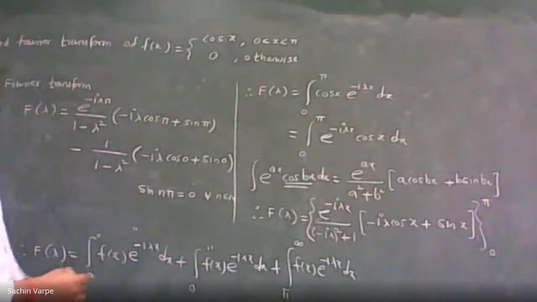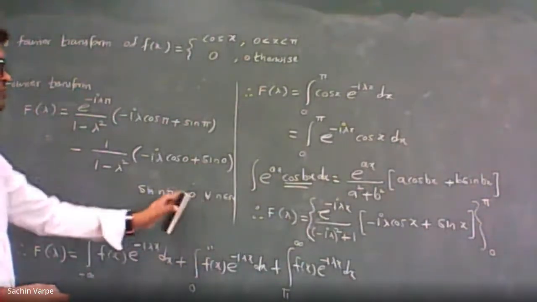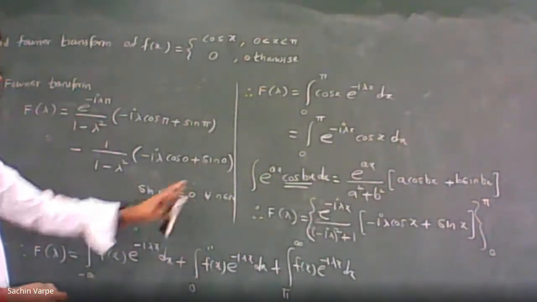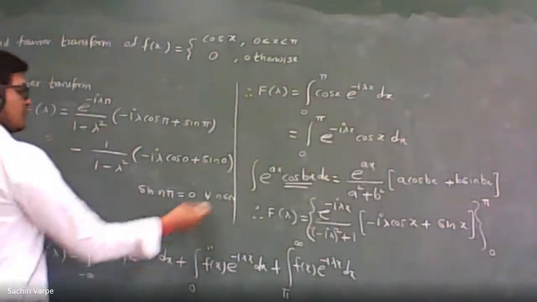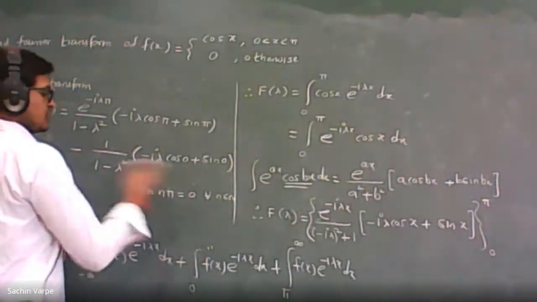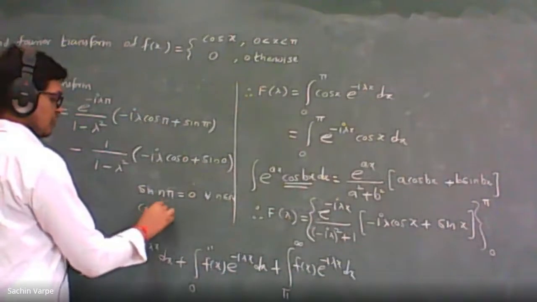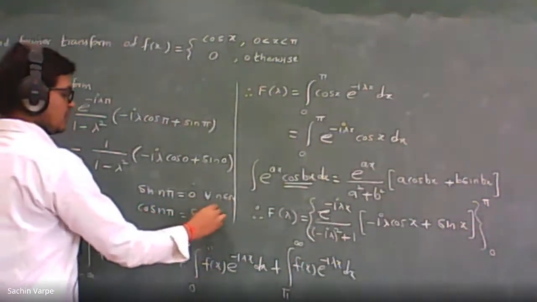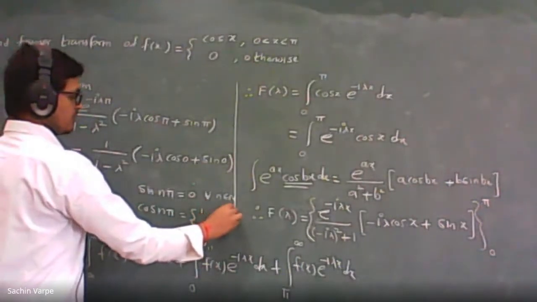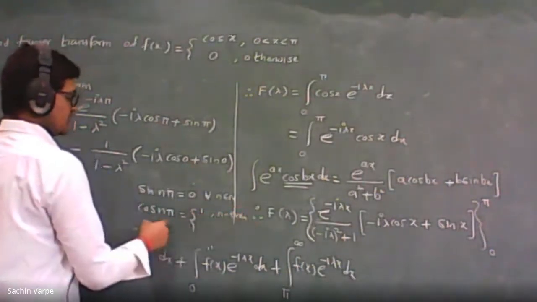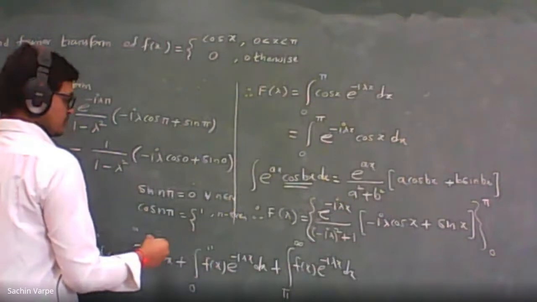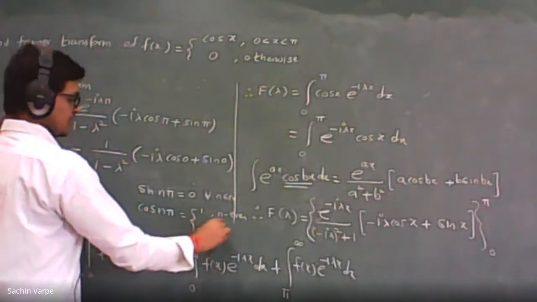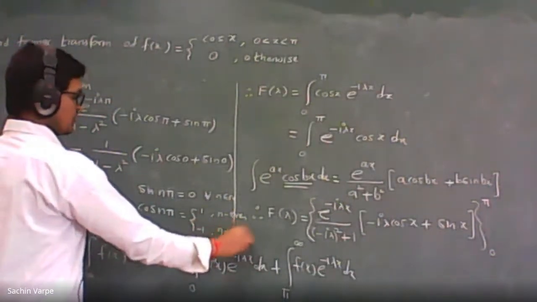I hope you know that sin of n pi is 0 for all n, whole number, because sin 0 is also 0. And what is the value of cos of n pi? Cos n pi is 1 when n is even, right? Even means multiples of 2, and it is minus 1 when n is odd.